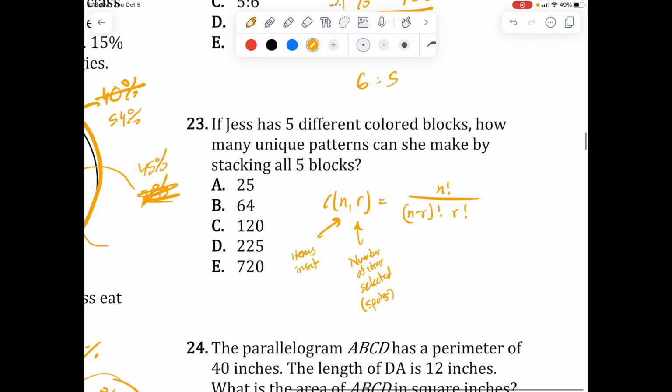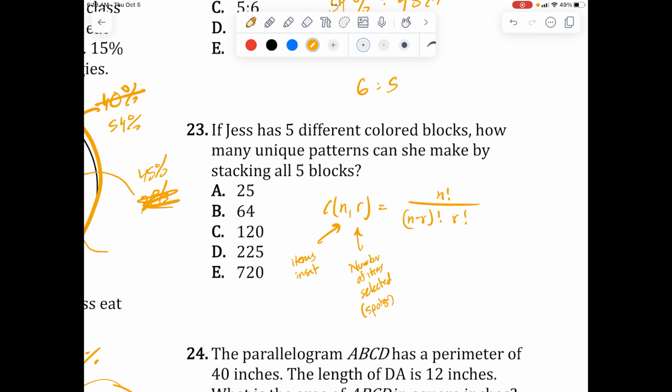So in this example, we're basically doing C 5 combination 5, which is going to be, if you just plug them in, right? 5 factorial over 5 minus 5 factorial divided by 5 factorial. No, I believe this wouldn't be a combination problem. This would be a permutation. Permutation is the same thing, but you just remove this term down here.